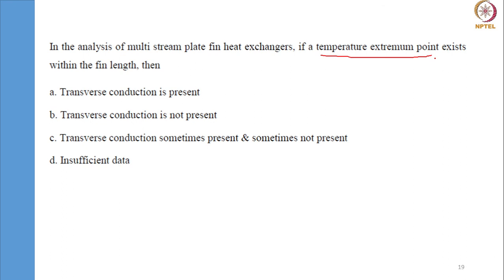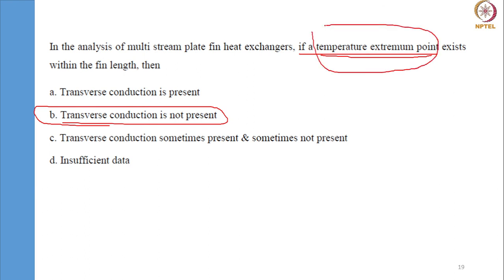If this question is flipped such that the temperature extremum point may exist outside the fin length, then we cannot say that; transverse conduction will be possible. So there are two cases, and this temperature extremum point is the one we need to take care of. If the temperature extremum point is within the fin length, then definitely transverse conduction is not present. If we don't have this information, we cannot say. Is my argument satisfactory?